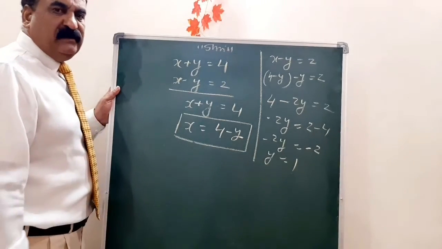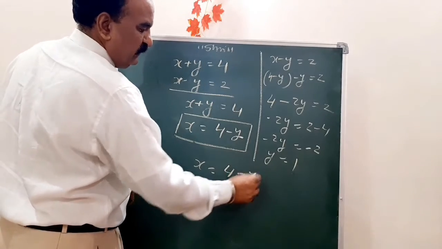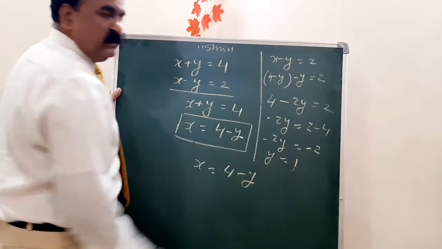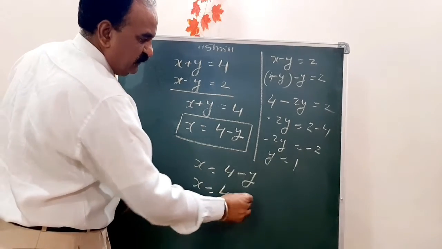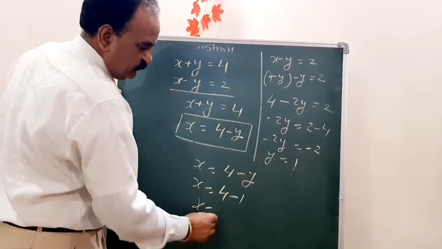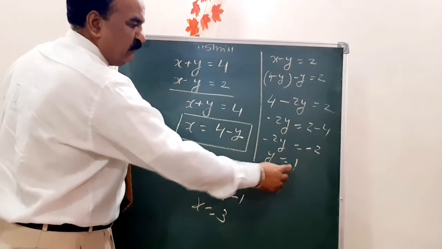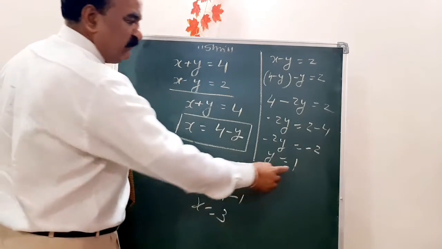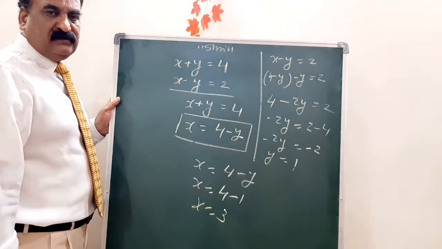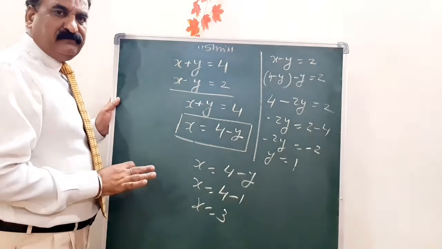And now you can find the value of x. So x is equal to 4 minus y. In place of y you can put here 1. So x is equal to 4 minus 1. So x is equal to 3. The value is x is equal to 3 and y is equal to 1. This is the solution. Clear? This is called the method of substitution.